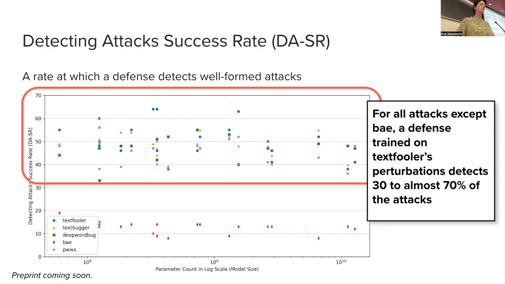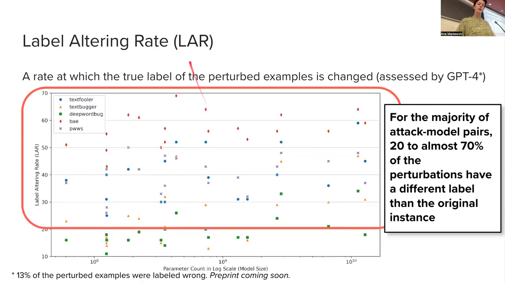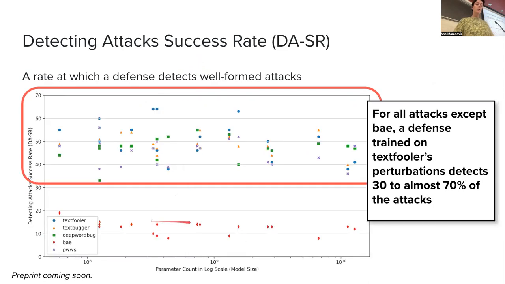Although this is not something these other works have been looking into. And you can notice that BAE, which had previously violated the fact that the label shouldn't alter, is actually producing examples that the defense can't recognize very well.